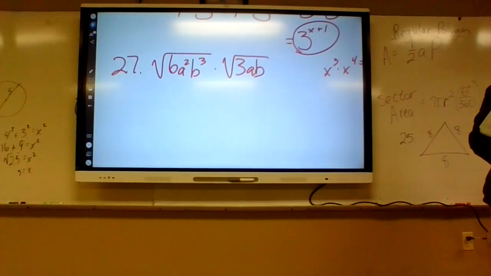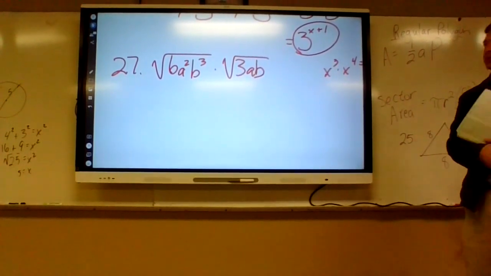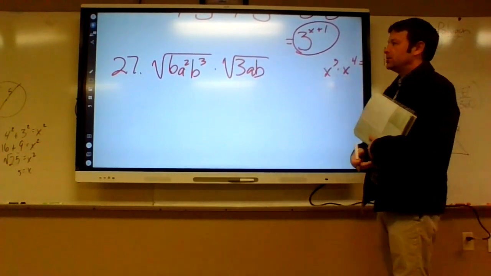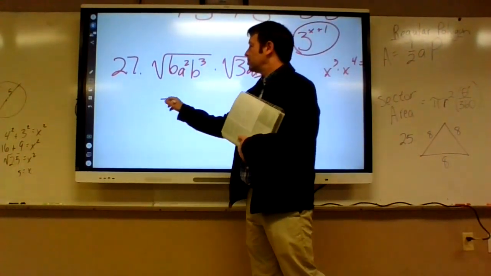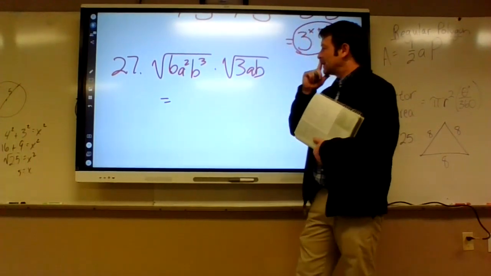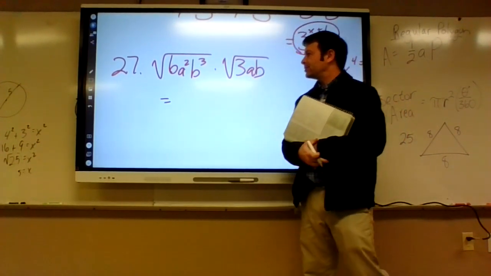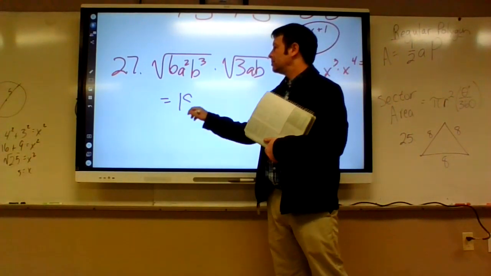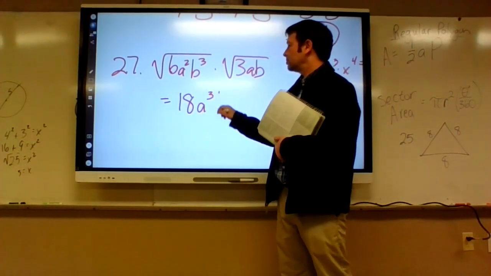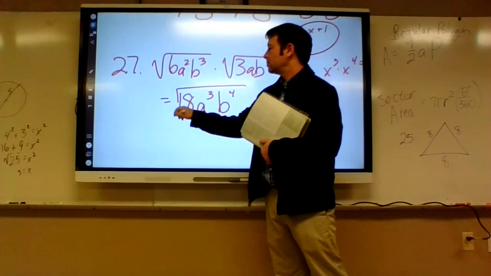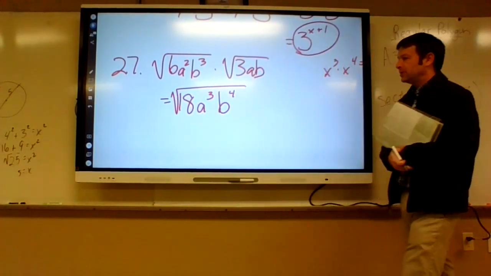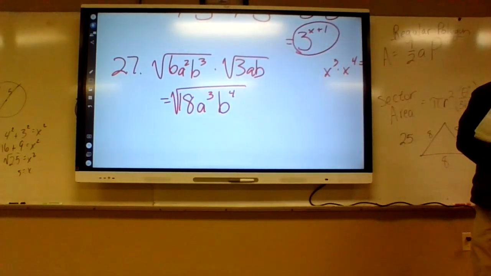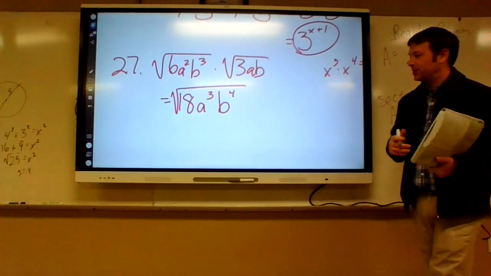What do you guys think on this one? Probably the easiest way is just, since they're both square roots, you can multiply those together. So, what is 6a squared b cubed times 3ab? 18a to the third, b to the fourth. Yeah, still in the square root. And then we're going to simplify that square root like we were doing with the other problems.